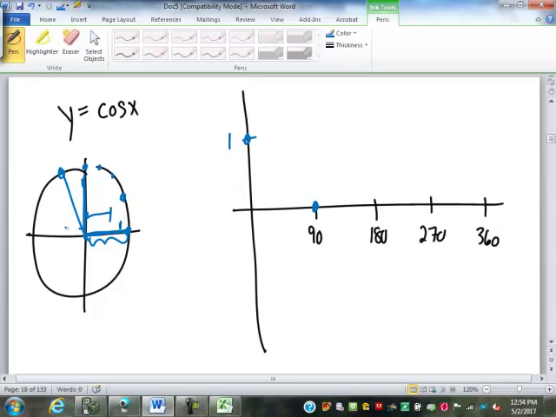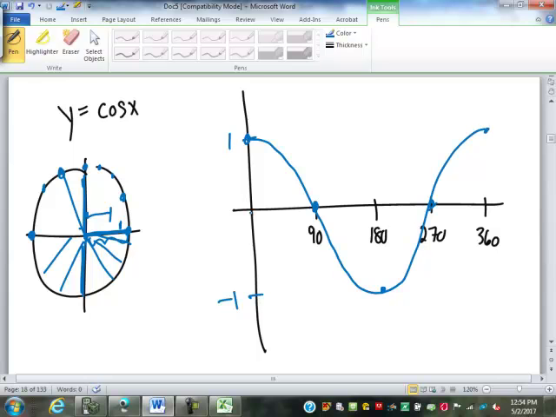As we go this way, now it becomes a negative number, until we hit 180 degrees, it's at negative 1. Back to 270, at 270, it's at 0. And at 360, it starts growing until we get to 360, it's at positive 1. So it's the same wave. It just starts at 1 instead of at 0.